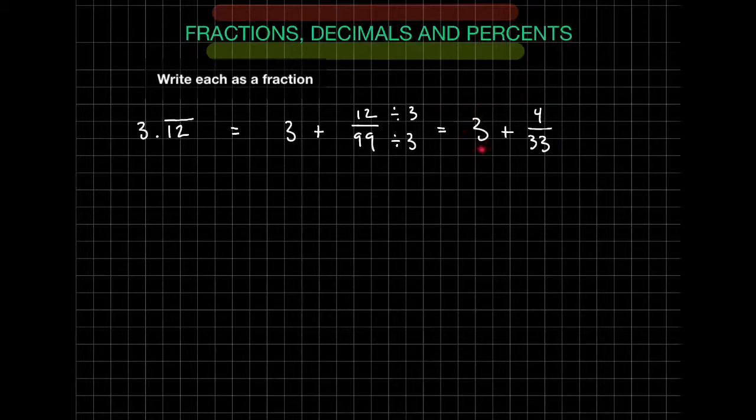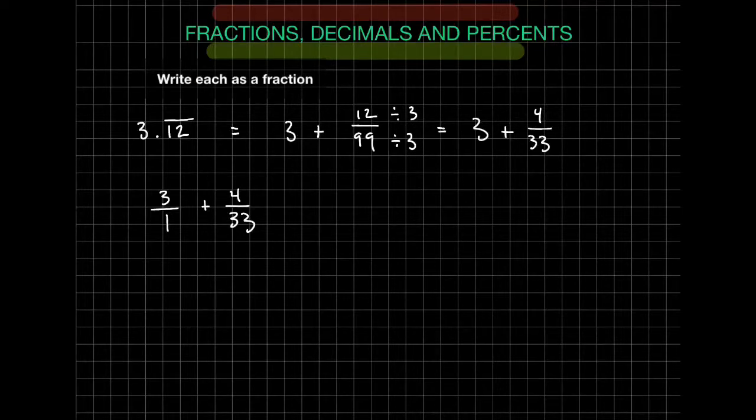Now I want to take this number 3 and turn it into a fraction. So how do I turn the number 3 into a fraction? Simple. It's just going to be 3 over 1. Right? 3 divided by 1 is 3. So you could always write a whole number as a fraction just by putting a 1 in the denominator. And then we're going to say that's plus 4 over 33.